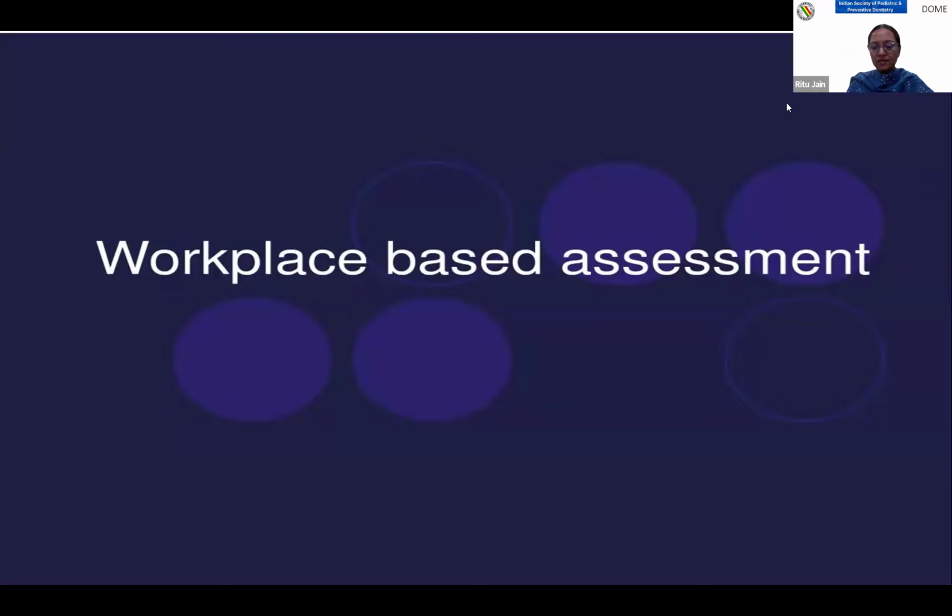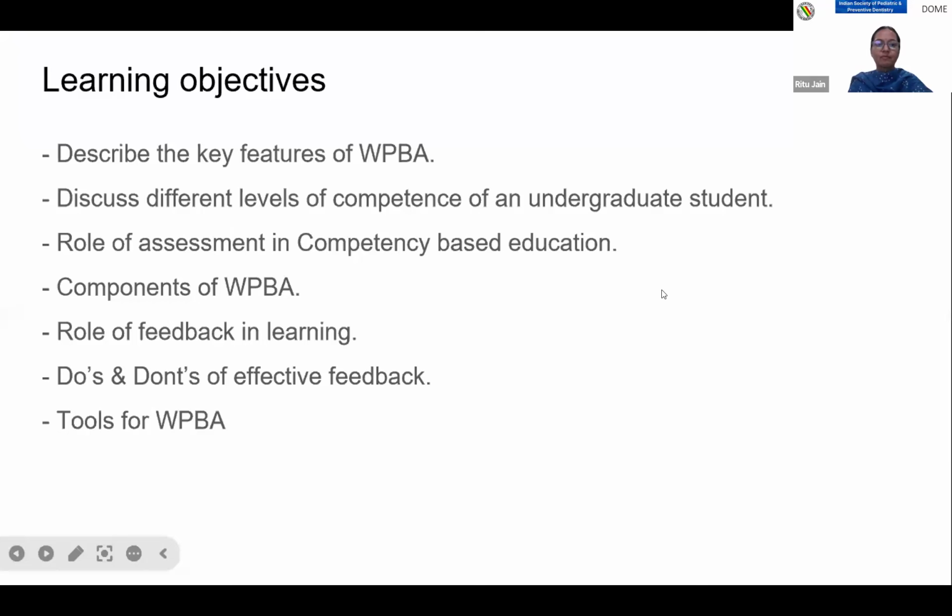And the learning objectives for this session are going to be, we'll be describing the key features of workplace-based assessment. We'll discuss the different levels of competence of an undergraduate student. We will assess the role of assessment in competency-based education. We'll look at what are the main components of workplace-based assessment. We'll go on to feedback and see what is the role of feedback in learning and how workplace-based assessment incorporates feedback into the learning cycle.